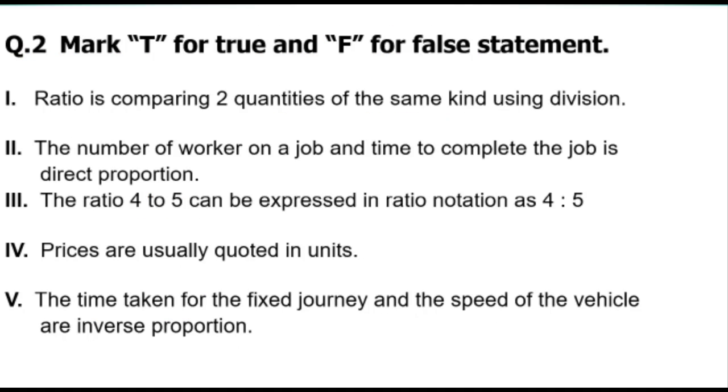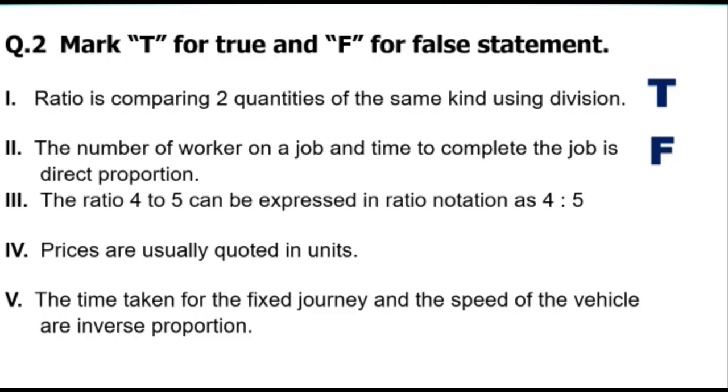Question number 2 of your worksheet is mark T for true and F for false statement. Number 1. Ratio is comparing two quantities of the same kind using division. True. Number 2. The number of workers on a job and time to complete the job is direct proportion. False. Because number of workers on a job and time to complete the job is inverse proportion.